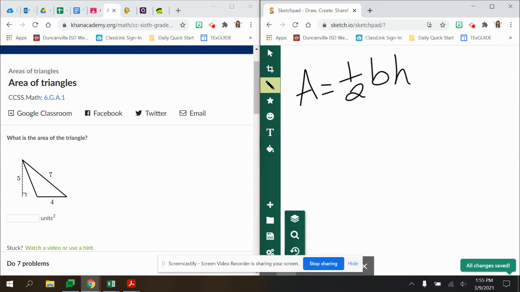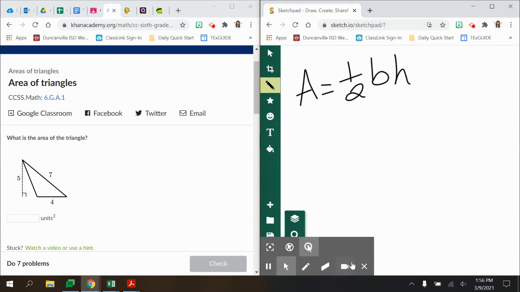Step 1 is you're going to multiply the base and height. Step 2, you're actually going to divide by 2 instead of multiplying by 1/2, because I know a lot of us, we don't like to multiply by 1/2. It's just harder with fractions. So dividing by 2 is the same thing as multiplying by 1/2.